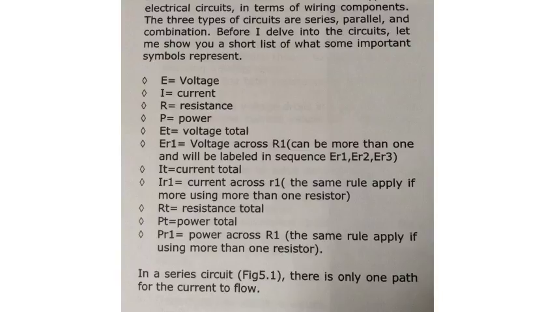RT is resistance total. PT is power total. PR1 is power across R1. The same rule applies if you use more than one resistor.